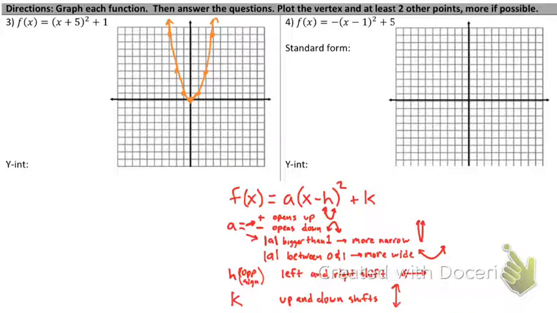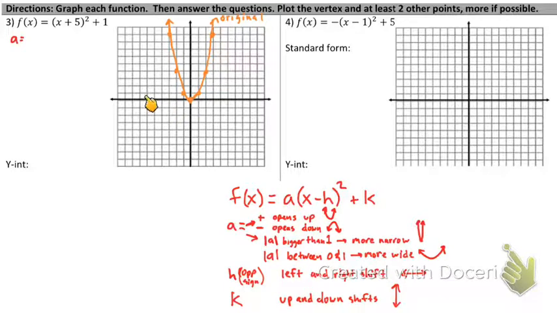So let's label our A, H, and K from our new graph. So this is our original graph. Okay, let me write that in. So the orange is our original. Think of it as your OG, original graph. Okay? And now this is our new graph. Okay? So let's look at the A value.